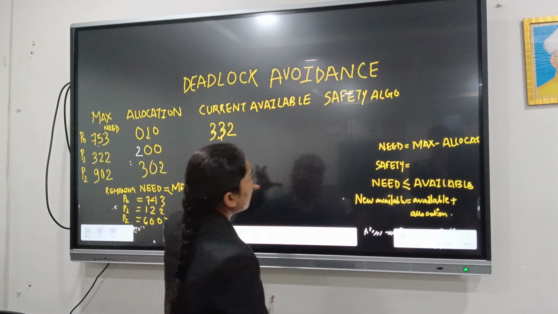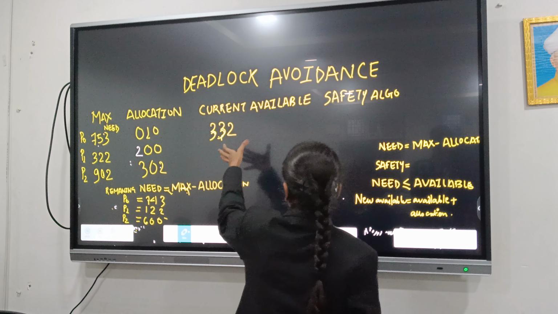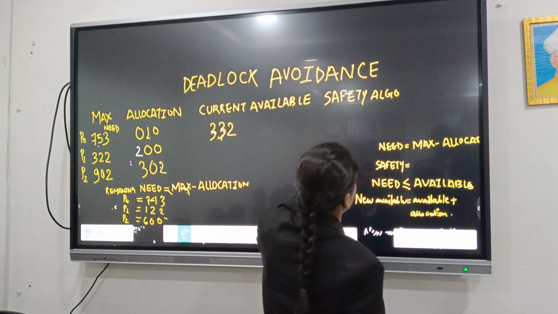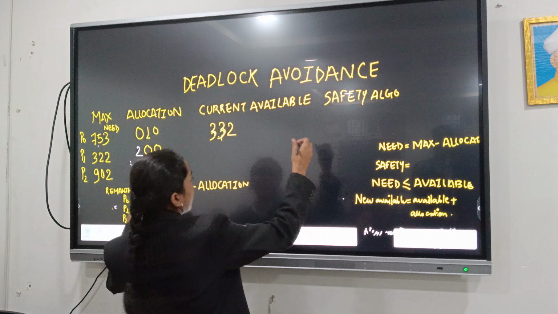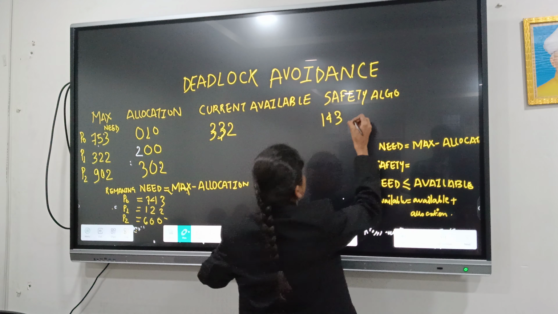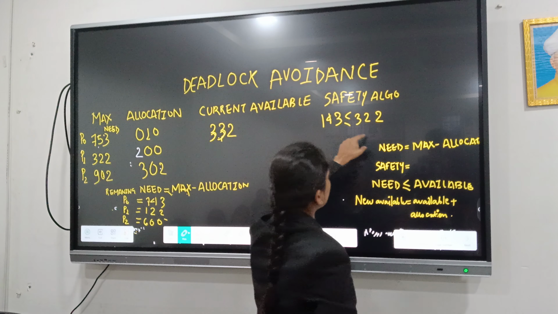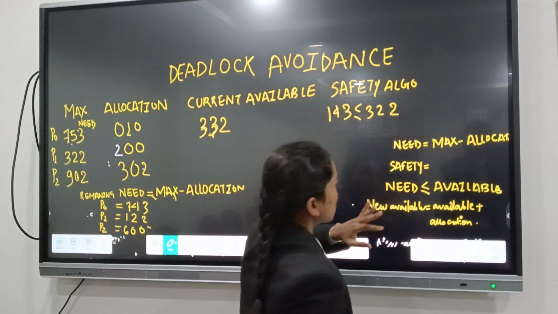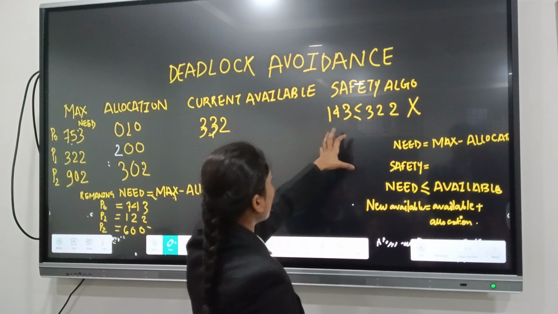Now we will compare this remaining need with the current available to check whether the process is in a safe condition or not. For process P0, the remaining need is 743 and the available is 332. We are saying that 3 is not greater than 4, which is totally false. So it is an unsafe state. The process P0 is in an unsafe state.